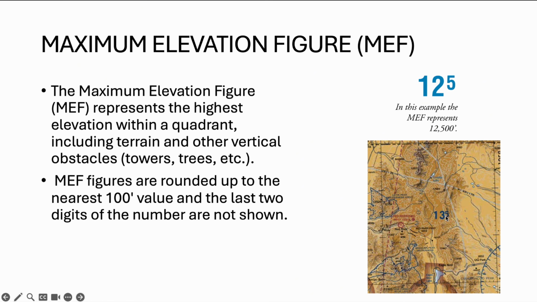Now this doesn't mean that you need to stay above that altitude within that quadrant. It's just to warn you that there's an obstacle within that quadrant, and you need to remain at least 13,500 feet in order to clear it. So it's more of a warning, and so you could use that especially at night or if visibility is poor or if you happen to be lost. But you don't necessarily need to plan around that number. Just be aware that that elevation will exist within that quadrant.